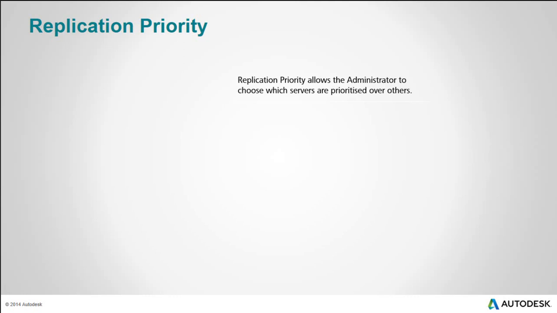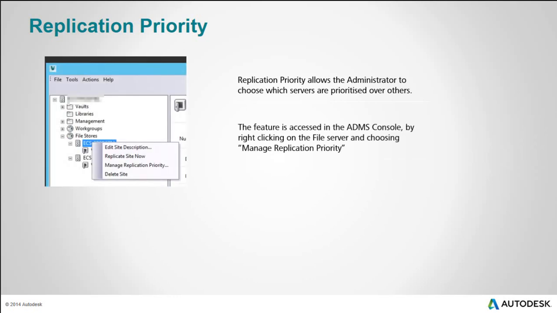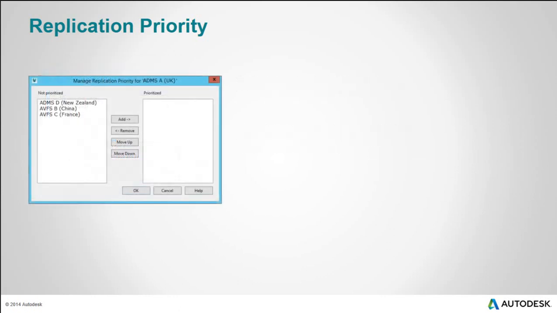Replication priority allows the administrator to choose which servers are prioritized over others. The feature is accessed in the ADMS console by right-clicking on the file server and choosing Manage Replication Priority. When you click it, you will be presented for the first time with this dialog box, and all of the servers will be not prioritized and over on the left-hand side.